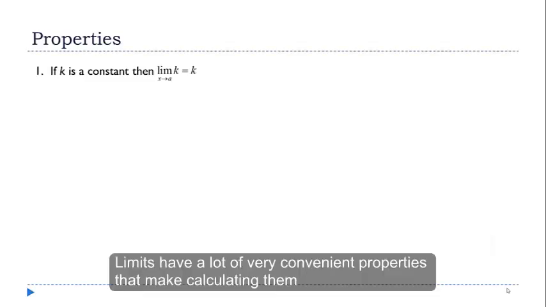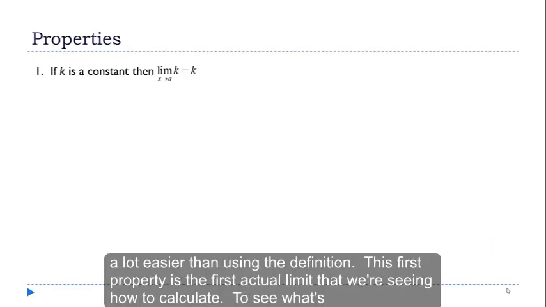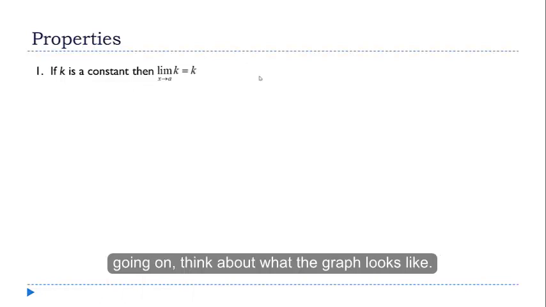So limits have a lot of very convenient properties that make calculating them a lot easier than trying to use the definition. Now, the first property is the first actual limit that we're seeing how to calculate. So to see what's going on here, think about what the graph looks like.